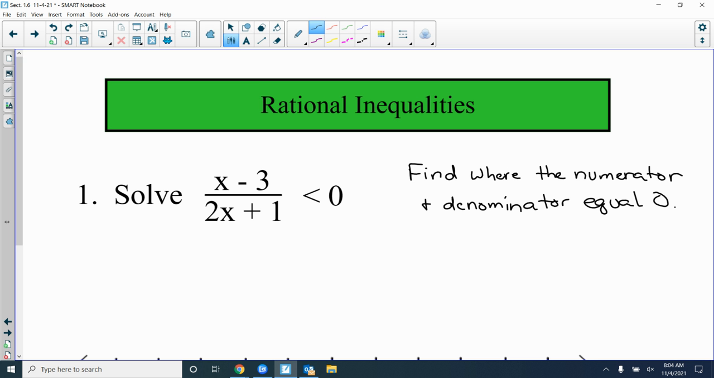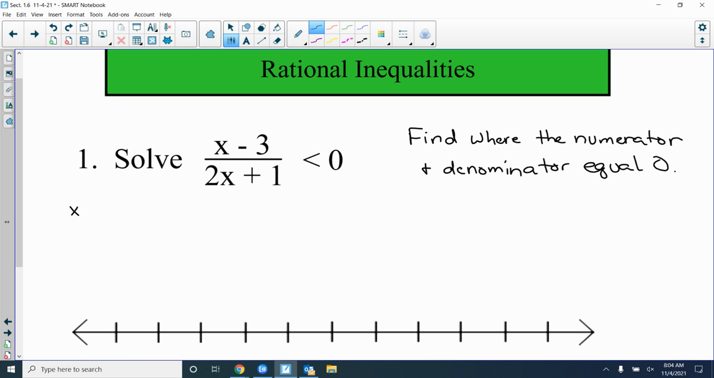Well, first one, no problem. x minus 3 equals 0. x equals 3. Denominator, 2x plus 1 equals 0. 2x equals -1. x equals -1/2. Let's make this less than or equal to 0, if you would. We haven't done an equal to.